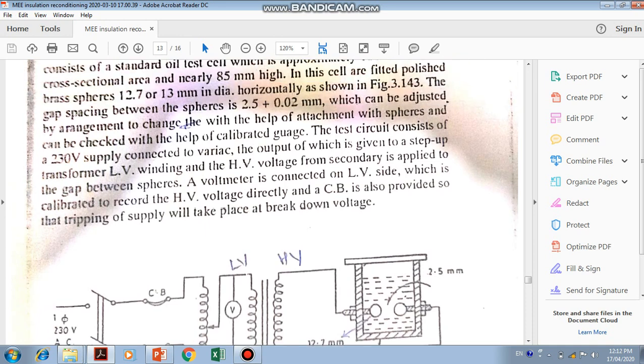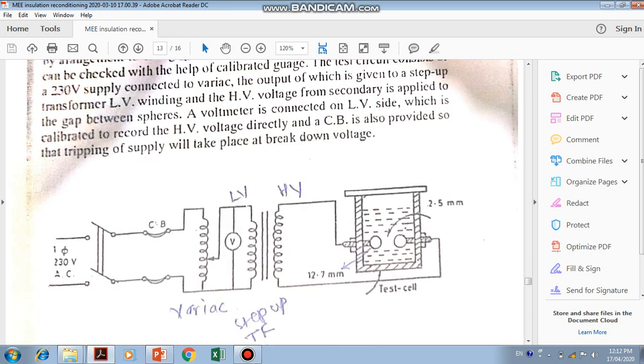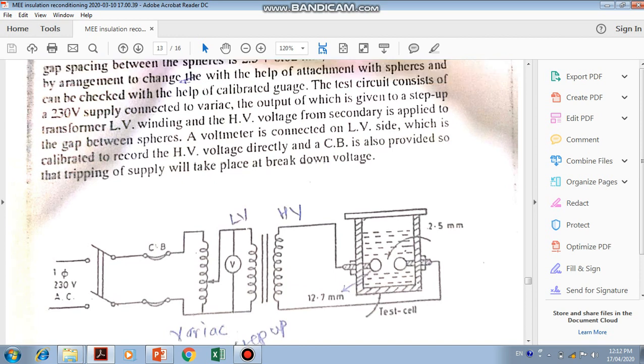The test circuit consists of a dimmerstat whose input voltage is 230 volt, and the output is given to the step-up transformer. The output of the step-up transformer, means the high voltage side of the transformer, is connected across the two rods. Those rods are connected to the brass spheres.